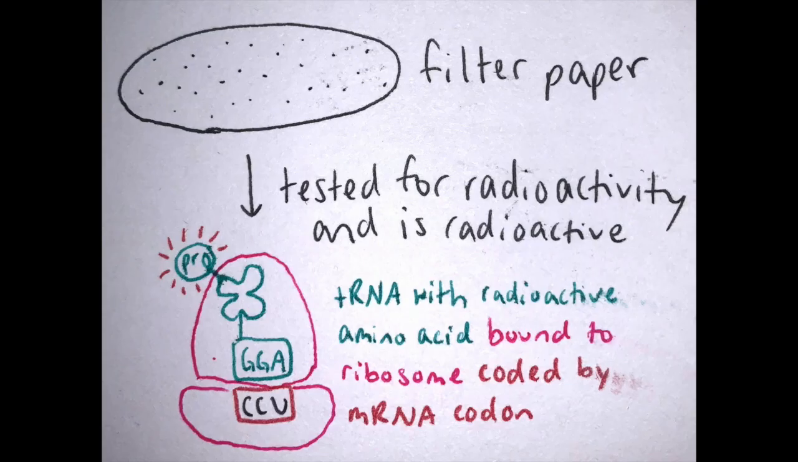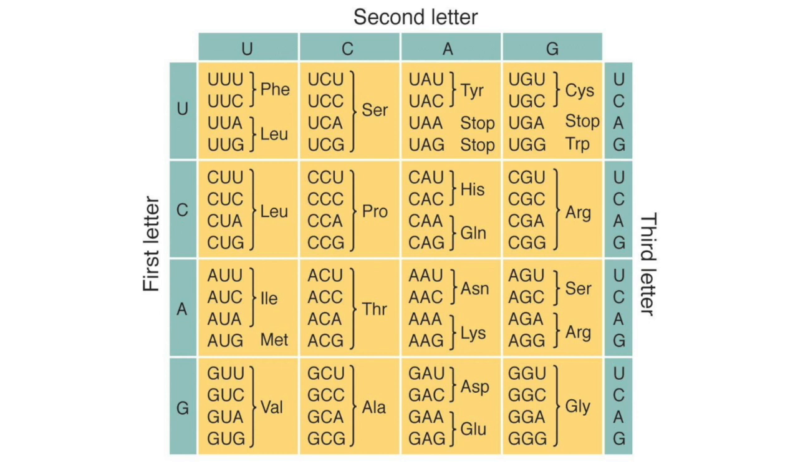If the filter contained radioactivity, the labeled amino acid had been coded for by the codon in the short messenger RNA. Through this method, Nirenberg and Leder were able to identify the remaining 61 codons and which amino acids they code for. Thanks to these experiments, we have access to a dictionary that teaches us the language of DNA. Isn't that cool?